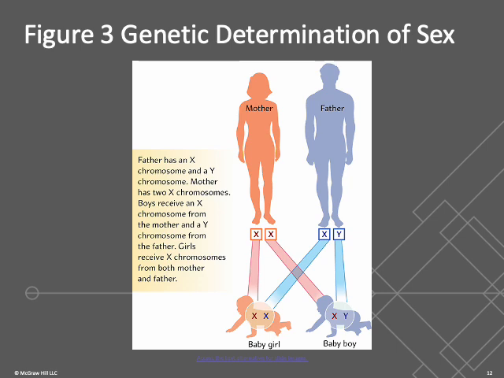In this figure, we can see that X from mother and X from father forms baby girl. X from mother and Y from father forms baby boy. Father has an X chromosome and a Y chromosome, and a mother has 2 X chromosomes. Boys receive an X chromosome from the mother and a Y chromosome from the father. Girls receive X chromosomes from both mother and father.